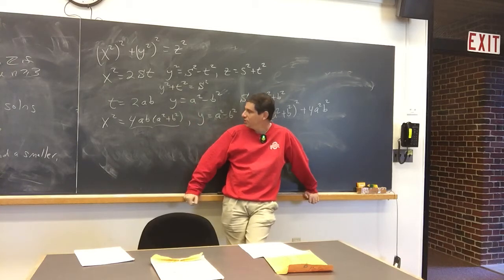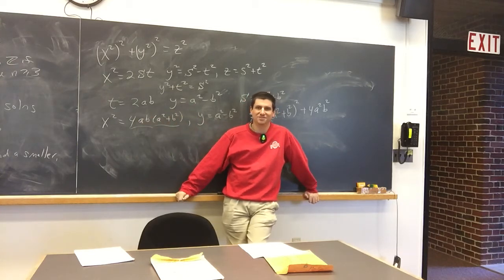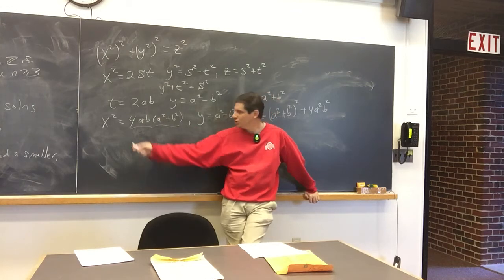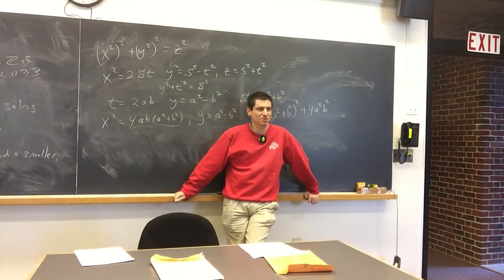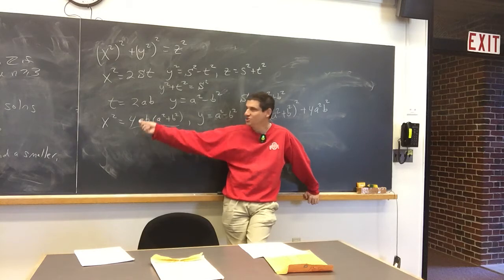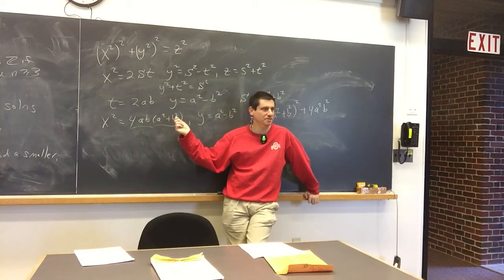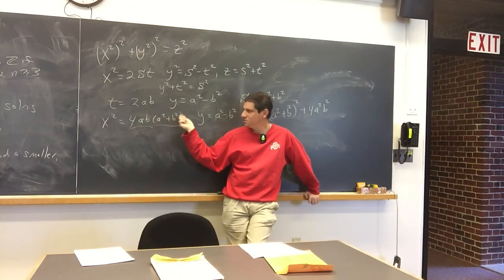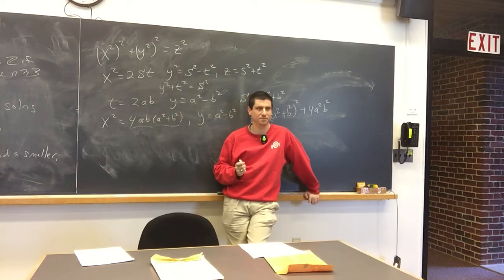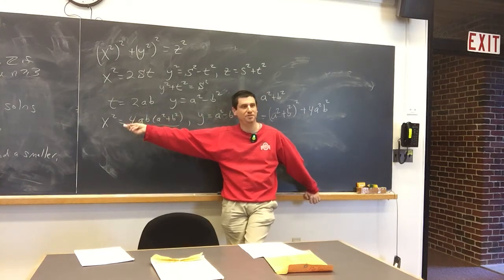Okay, fine. Is it possible that this could equal 8? Look at the whole thing. What do we know 4ab(a squared plus b squared) equals? It's a square. Right? This is a square. It can't be 8. Could it be 16? Possibly. 16 is a square. Could it be 32? No. We know 4ab(a squared plus b squared) is a square, because we know it equals x squared.